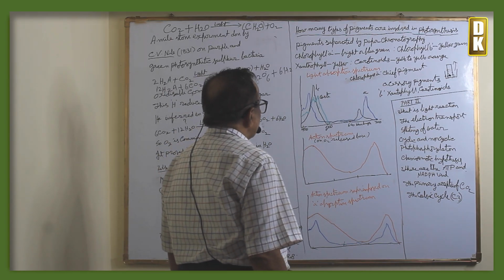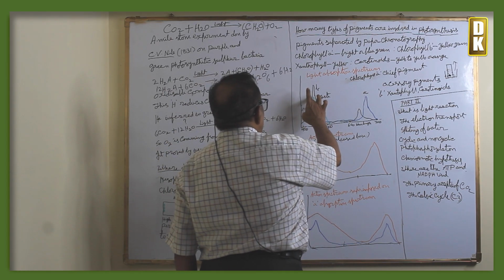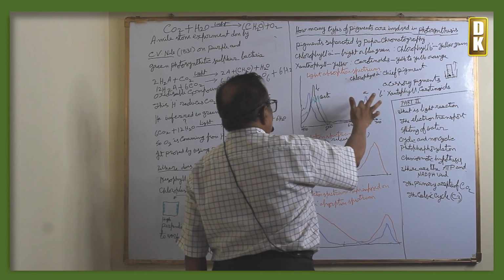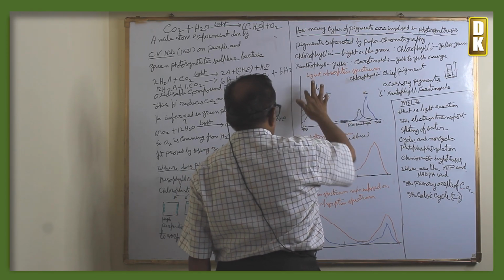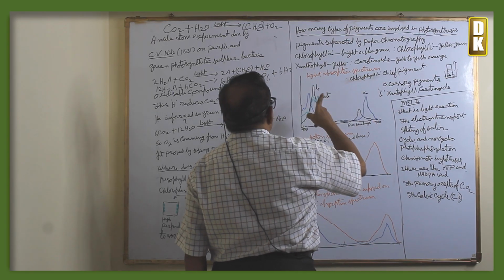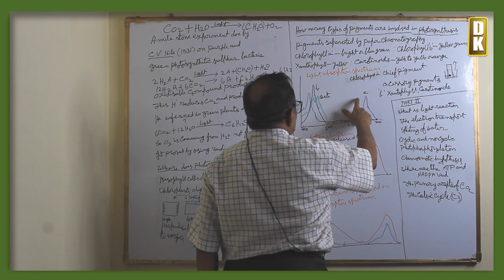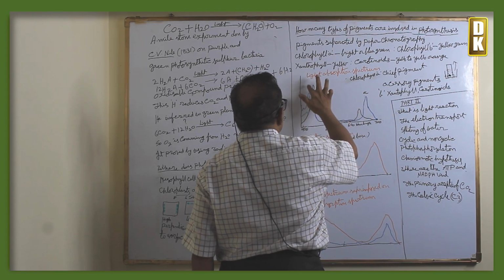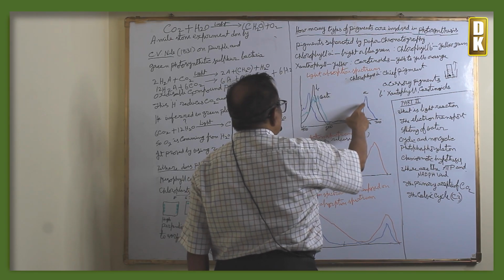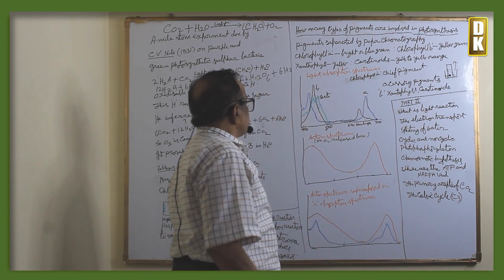Now the question will rise: chlorophyll A will absorb more in the blue light and also in the red light, but chlorophyll B will take more in the blue. Now you see, from here to here whatever the difference is, it is more. So chlorophyll A is the dominant pigment.